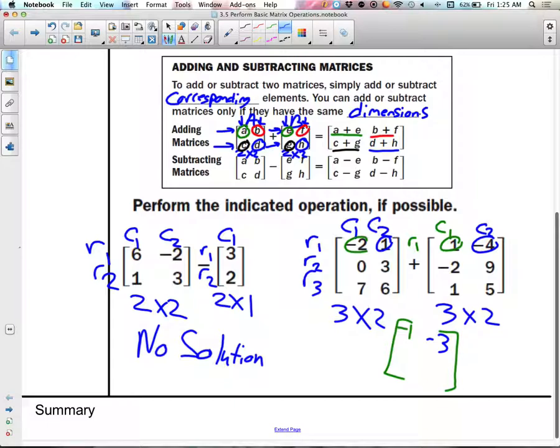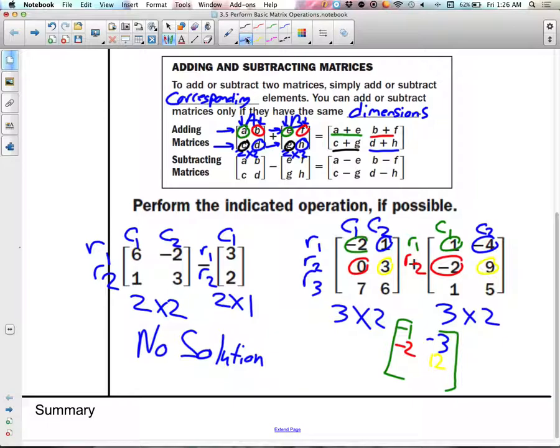Go to row 2. In row 2, column 1, we have a 0. That corresponds with, in row 2, column 1 of the other matrix, a negative 2. 0 plus negative 2 is negative 2. If we look at row 2, column 2, we have a 3. With the other matrix, row 2, column 2, there's a 9. So 3 plus 9 gives us 12.